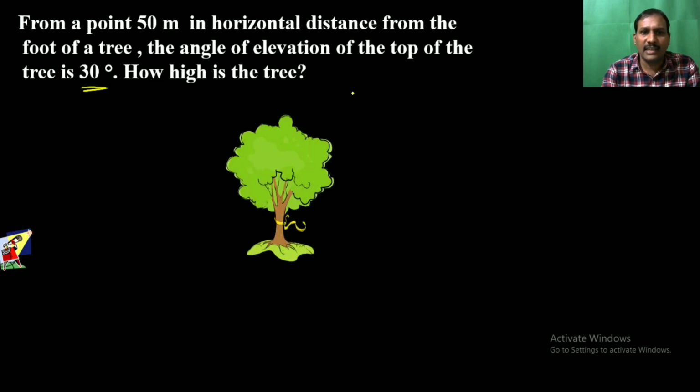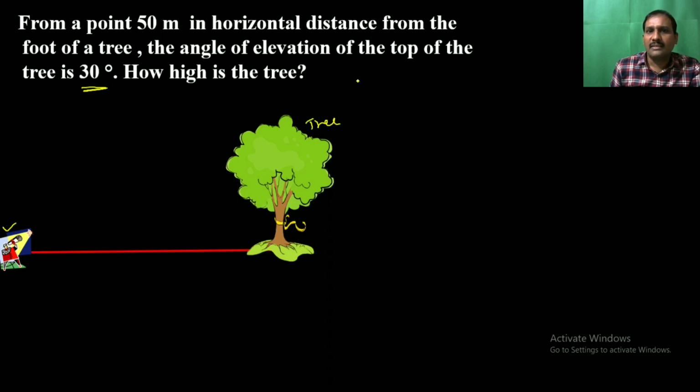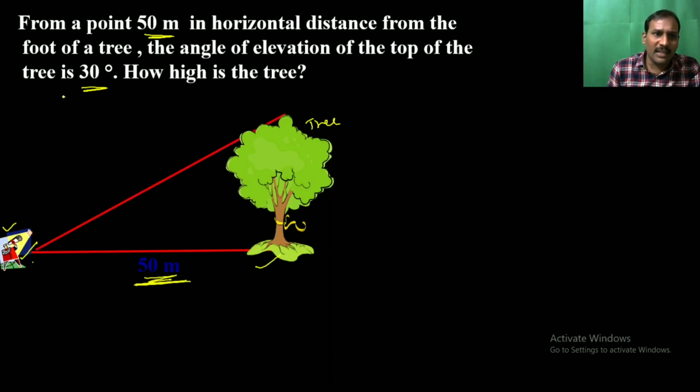Now let us take a tree and an observer. This is the tree. Okay, from here he is observing. So what is the distance between them first? 50 meters distance. So this is the 50 meters distance. Here is the observer and here is the tree. The distance between them is 50 meters. Now from here he is observing.